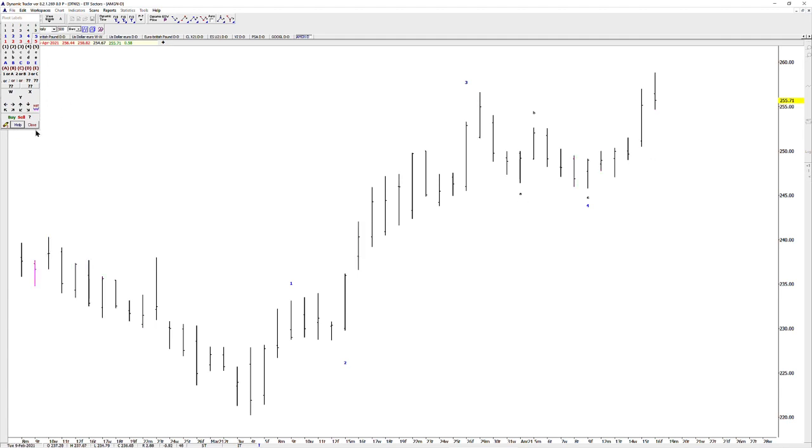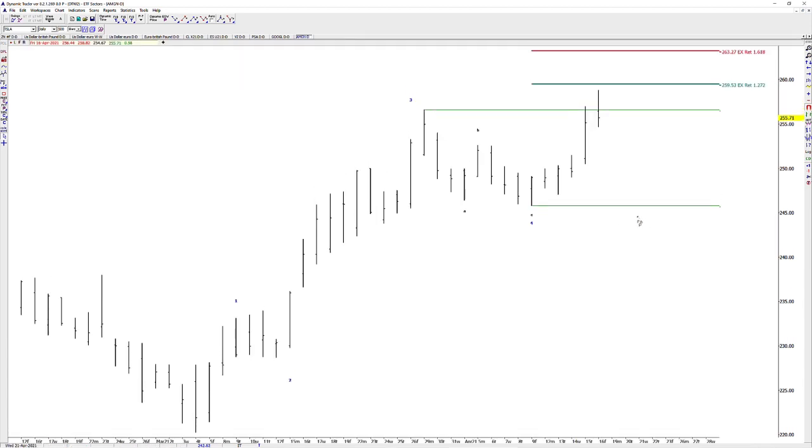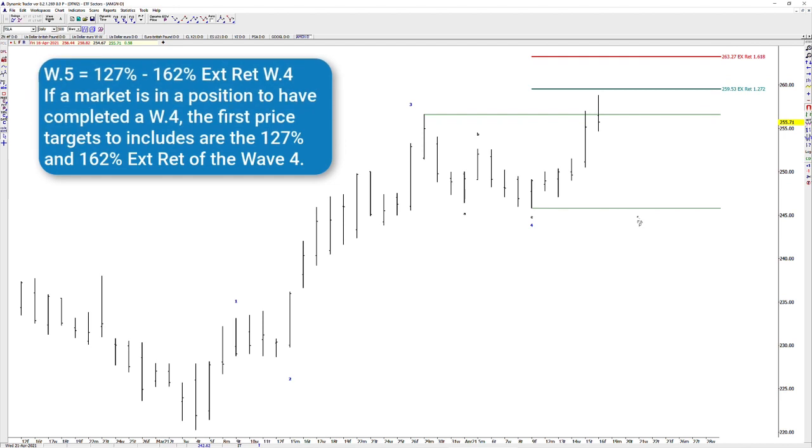Okay, let's do the external retracements of the wave 4. So I'm going to click on here and make sure I got external retracements chosen. I didn't. There we go. Let's bring that data down a little bit. So there we have the external retracements of wave 4. And typically, a minimum target for a wave 5 is around 127% external retracement of wave 4. And typically, a wave 5 is complete by about the 162% external retracement of a wave 4.